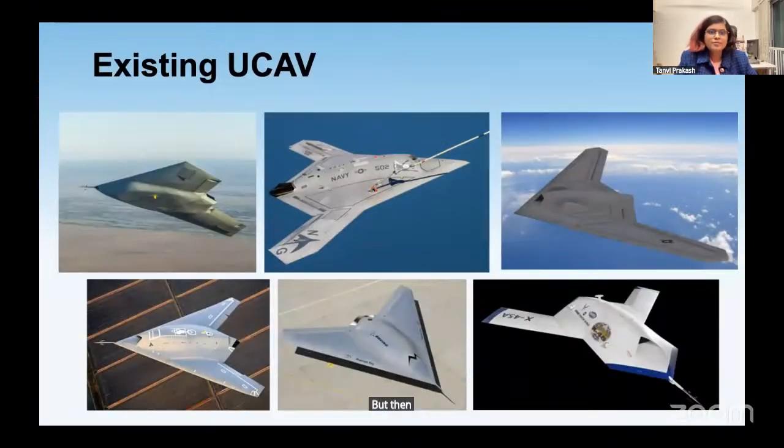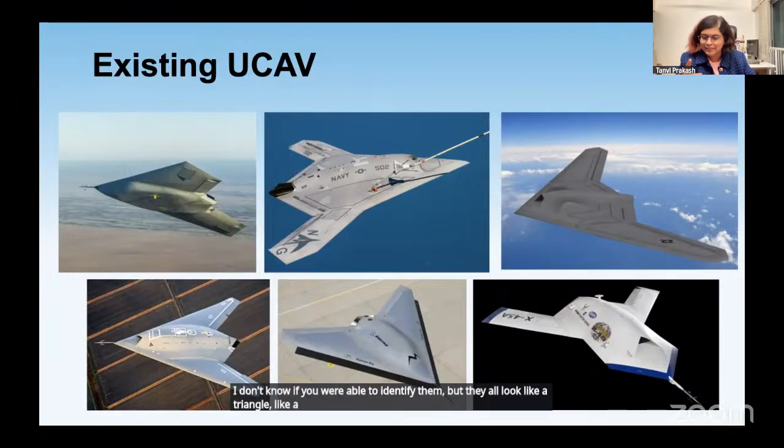But then there's a whole different class of UCAV which looks like this. These UCAVs are what are typically called the stealth UCAVs. These are very high speed, sometimes supersonic. So the ones that you're seeing in the image, I don't know if you're able to identify them, but they all look like a triangle, like a delta wing, but actually if you look at it, they've all got features which are very unique to each of the configurations.